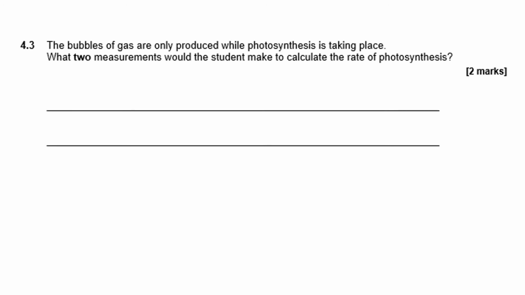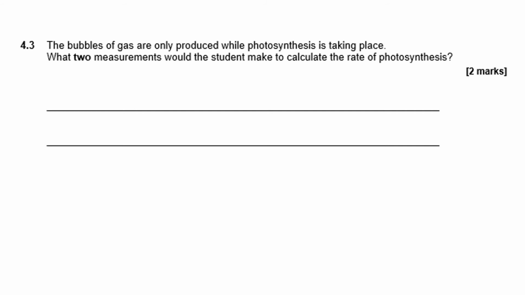Okay, 4.3. The bubbles of gas are only produced while photosynthesis is taking place. What 2 measurements would the student make to calculate the rate of photosynthesis? And this is worth 2 marks, so you know that you're going to get a mark for each correct measurement.